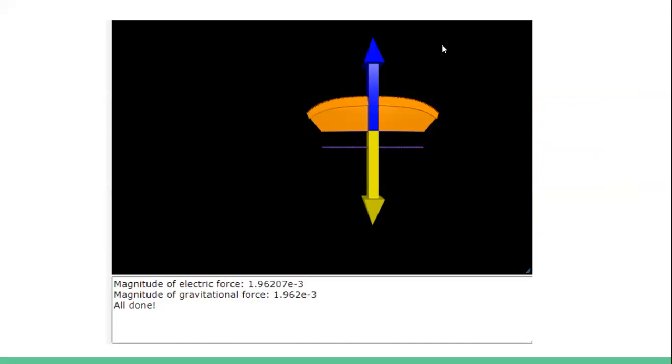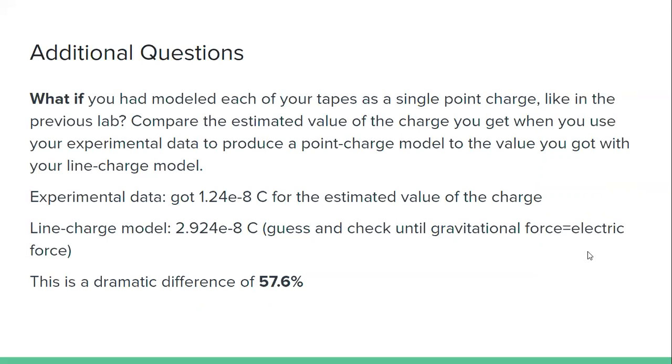Here you can see our model, all of the charges. I used 100 of them, and then we see the total electric force going up and the total gravitational force going down. Here we can see that these were equal to each other, 0.00196 once again. And that was all for the GlowScript model.